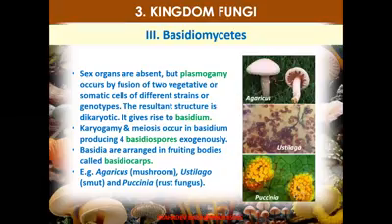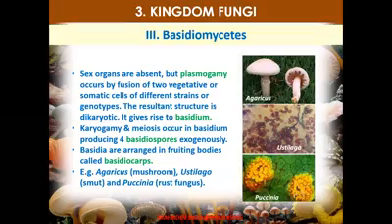Sex organs are absent, but plasmogamy occurs by fusion of two vegetative or somatic cells of different strains or genotypes. The resultant structure is dikaryotic. It gives rise to basidium. Karyogamy and meiosis occur in the basidium, producing four basidiospores exogenously. Basidia are arranged in fruiting bodies called basidiocarps. One example is Agaricus, commonly called mushrooms.